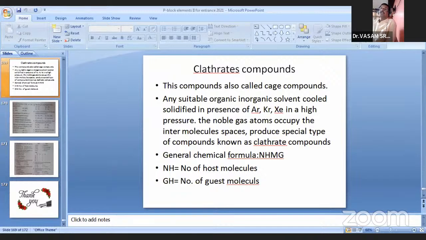So when any suitable organic or inorganic solvent is cooled and solidified in the presence of argon, krypton, and xenon at high pressure, the noble gas atoms occupy the intermolecular spaces and produce a special type of compounds known as clathrate compounds. The general formula is NH:MG. Remember this well, the clathrate chemical formula NH:MG. So NH means number of host molecules, MG means number of guest molecules.